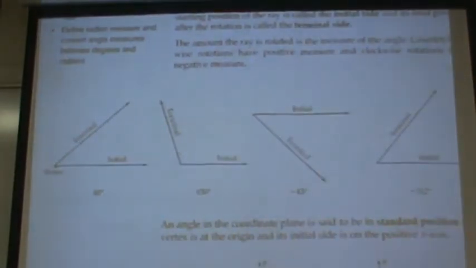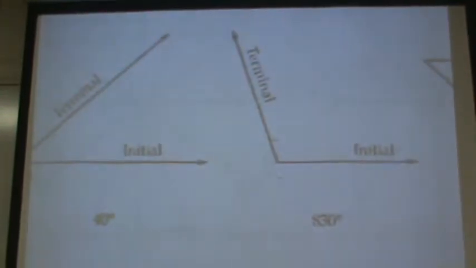So for our first one, we're rotating 40 degrees. We start at our initial ray and rotate 40 degrees. So this is our 40 degrees.